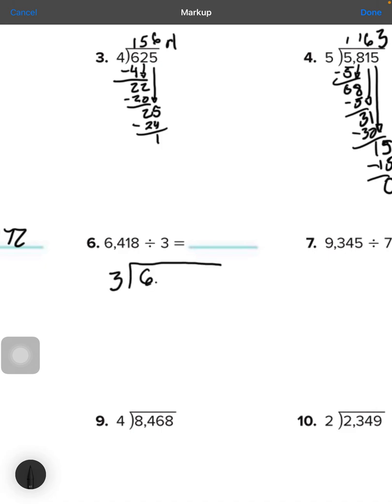That is the divisor. This is the dividend. Because it would be really hard to do it the other way around. Do you agree? All right.